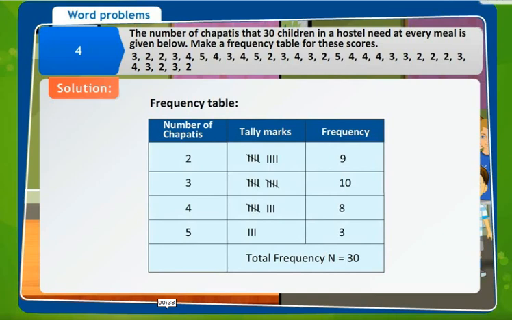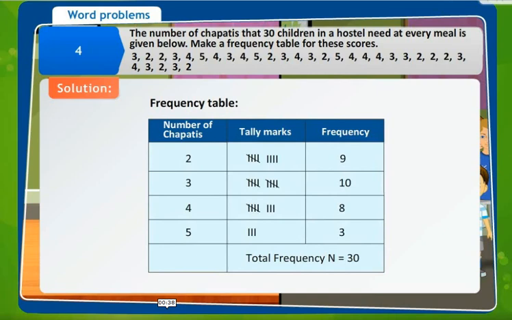Now you can see here the number of chapatis, the minimum is 2 and the maximum is 5. So tally marks you see, and the frequency 2 is 9 times, 3 is 10 times, 4 is 8 times and 5 is 3 times. Now since the number of chapatis was for 30 children, the total frequency matches for 30 children. That means this frequency distribution table tallies with the information given.